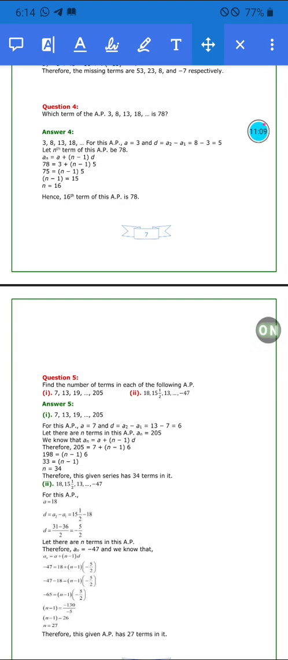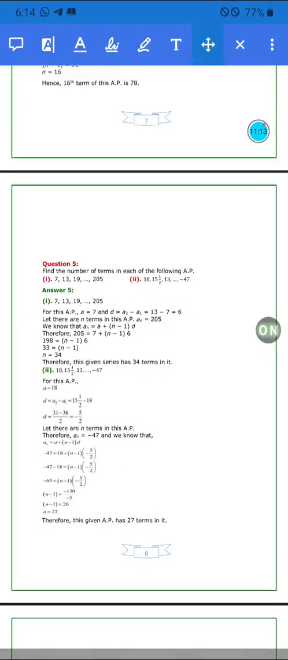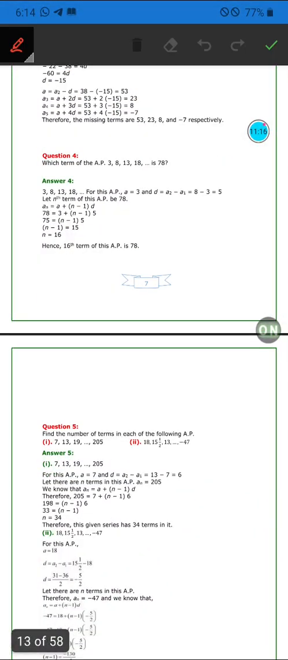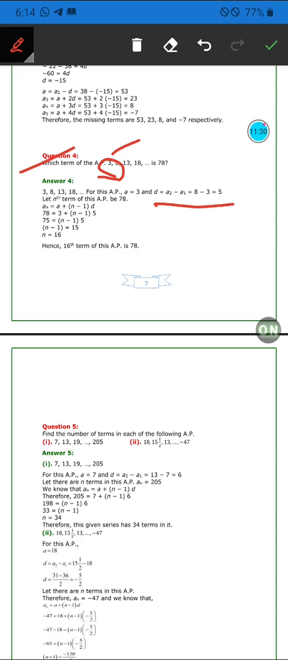So in question number 4, A is 3. What is D? D means A2 minus A1. So 8 minus 3 means 5, no? So D becomes 5. So D means A2 minus A1, it becomes 8 minus 3. So D value is 5. A value is 3. And how many terms are there here?